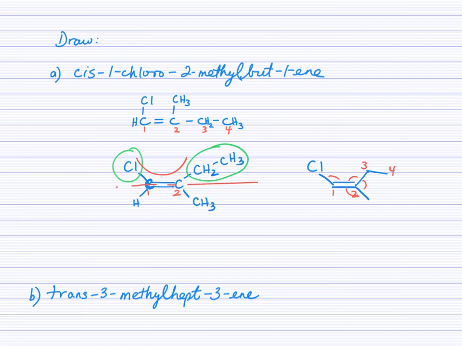So the cis diagram, if you drew it like this, that would be perfectly fine. So now both bulky groups are below the plane of the double bond. Here's carbons 1, 2, 3, and 4 with the chloro and the methyl substituents.